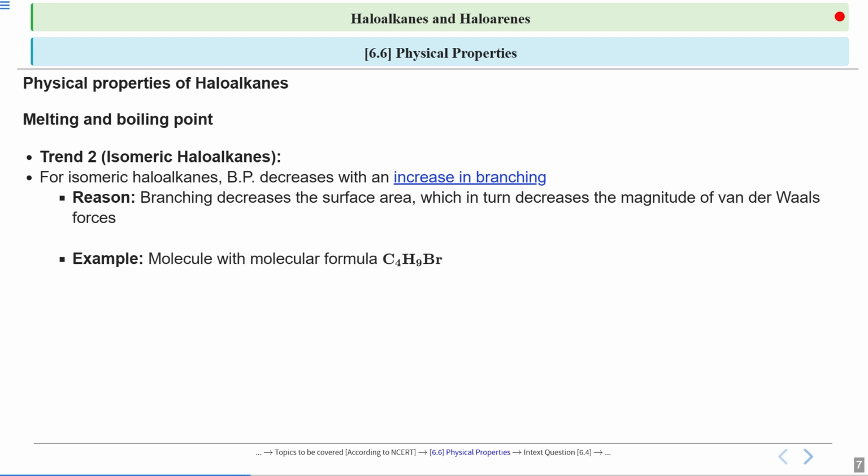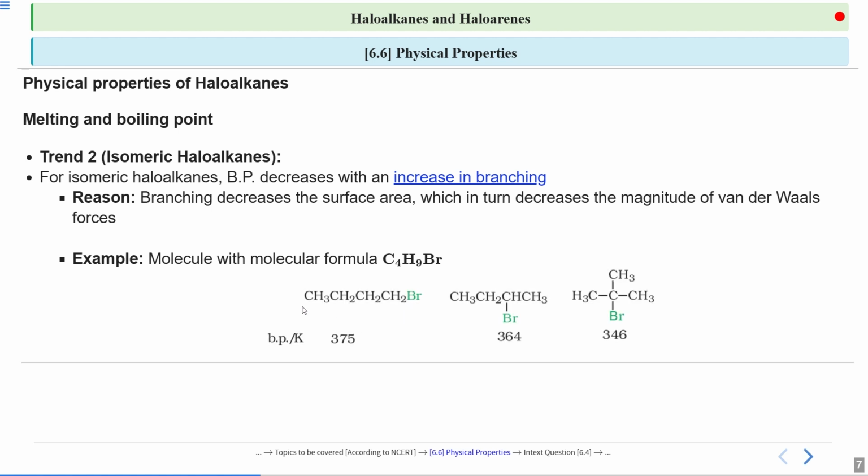For example, take the molecule whose formula is C4H9Br: 1 bromine, 4 carbon, 9 hydrogen. How can you arrange this molecular formula into different structures? So let's see. For C4H9Br, the first method is you put all the carbons in a single straight chain, and at the very end, at the very first carbon, you put the bromine. Right? The boiling point in Kelvin for this molecule, which is actually bromobutane, is 375 Kelvin.